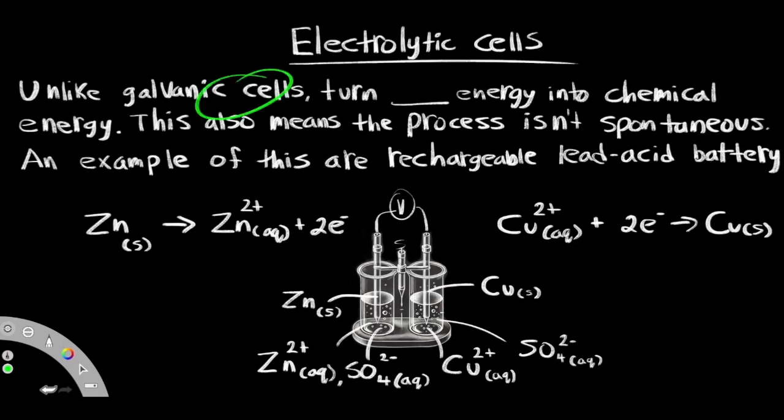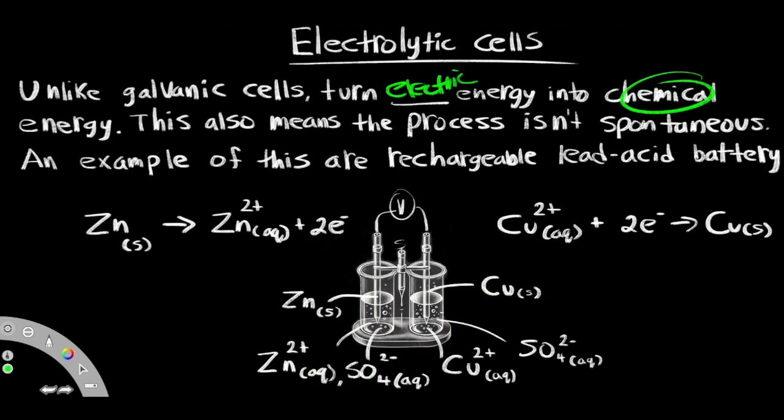Electrolytic cells, unlike galvanic cells, turn electrical energy, or electricity, into chemical energy. This also means the process isn't spontaneous, so it doesn't happen automatically. An example of this is rechargeable lead acid batteries. Obviously, you need to add electric energy into the dead battery, and then it's going to turn into stored chemical potential energy so that eventually it can be used for another vehicle later on.